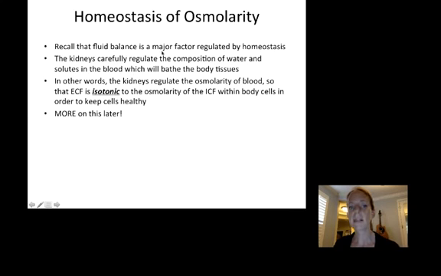So remember that fluid balance is a major factor that is regulated by homeostasis. So the kidneys are going to very carefully regulate the composition of water and solutes in the blood to prevent this kind of issue of cells shrinking or swelling based on the blood solution. In other words, the kidneys will regulate the osmolarity of blood so that the extracellular fluid, which comes basically from the blood, is isotonic to the body cells in order to make sure that the cells are healthy. And we'll talk more about kidneys later.